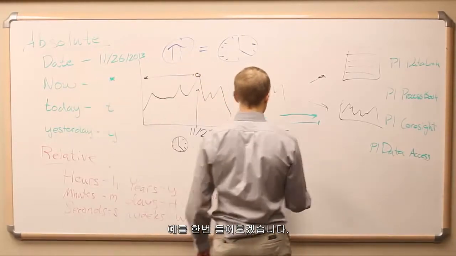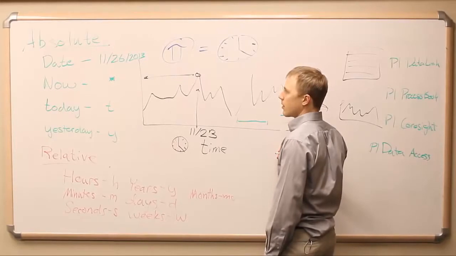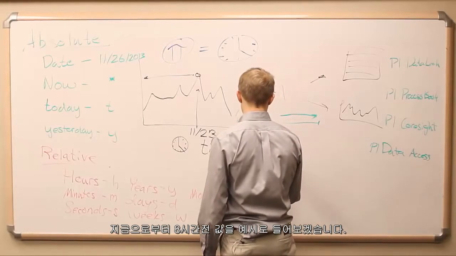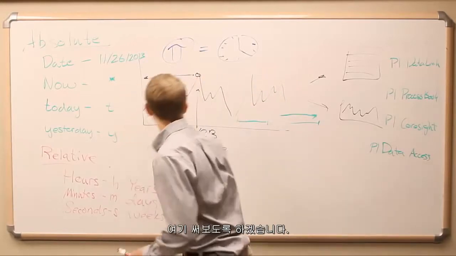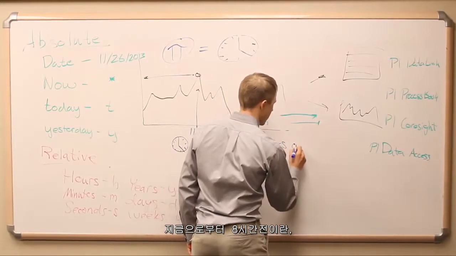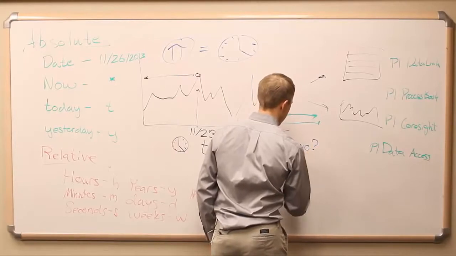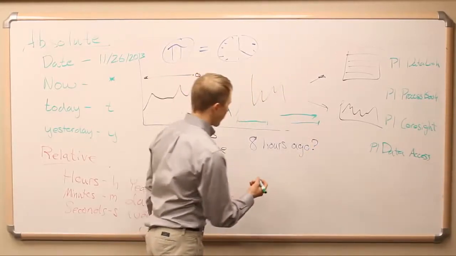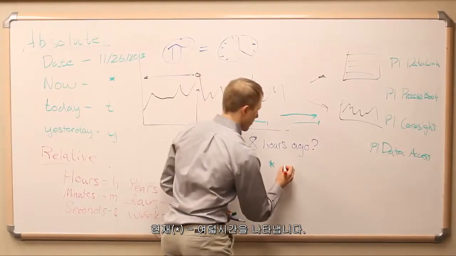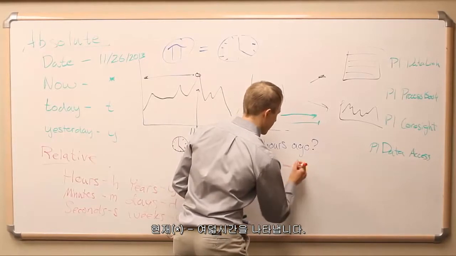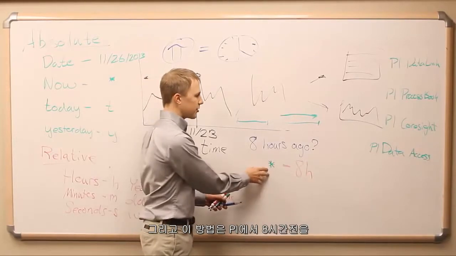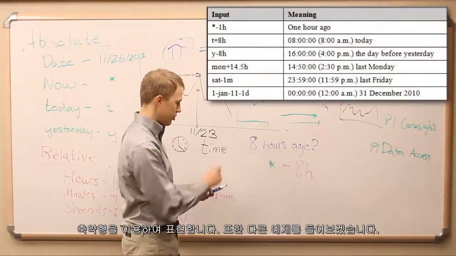So I could say something like, what was the value 8 hours ago? And that would be, let me write it down so we can all see it. So if I wanted to know 8 hours ago, that would refer to, I could probably say, that's now minus 8 hours. And this refers to 8 hours ago in Pi shorthand.